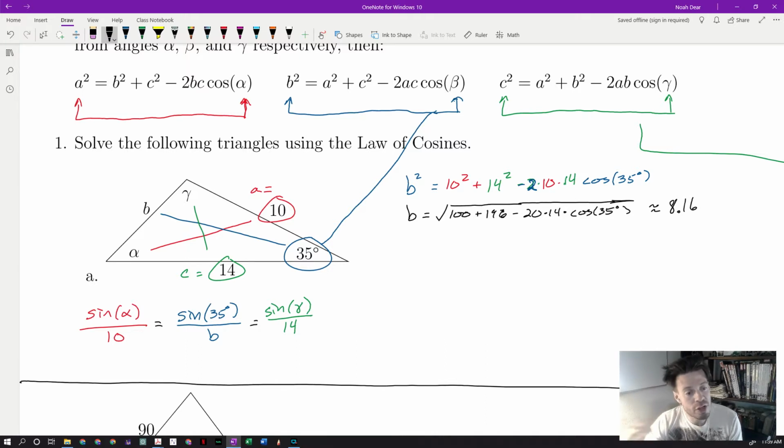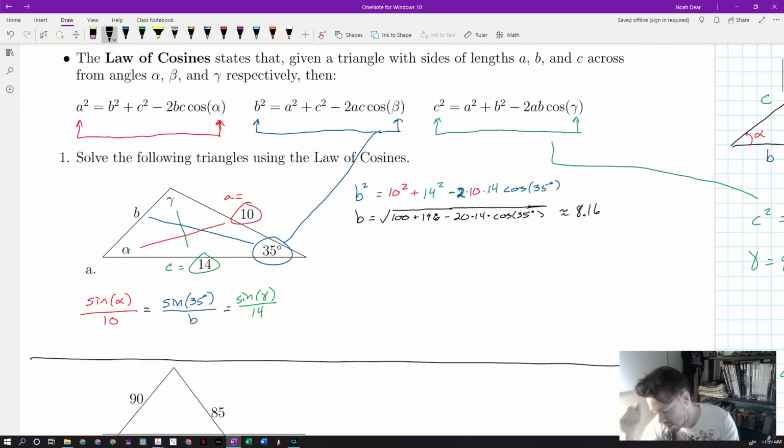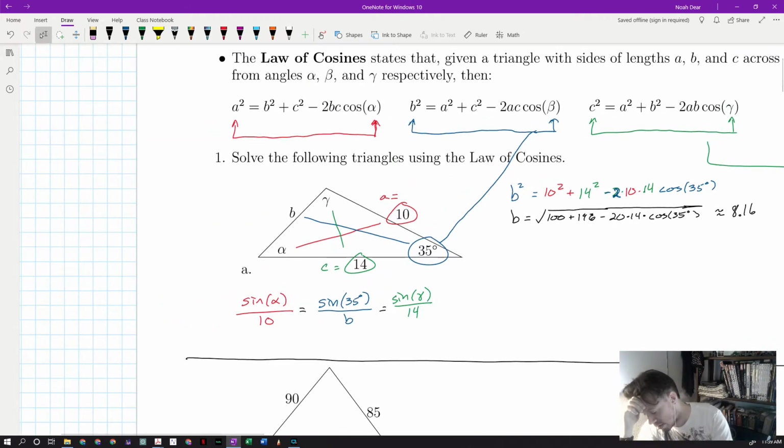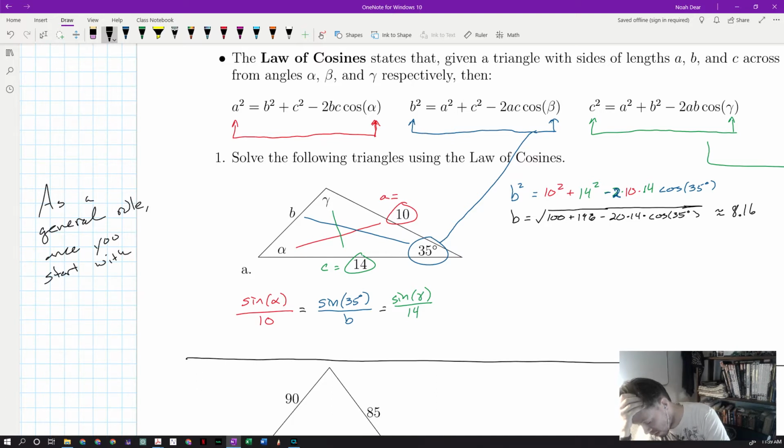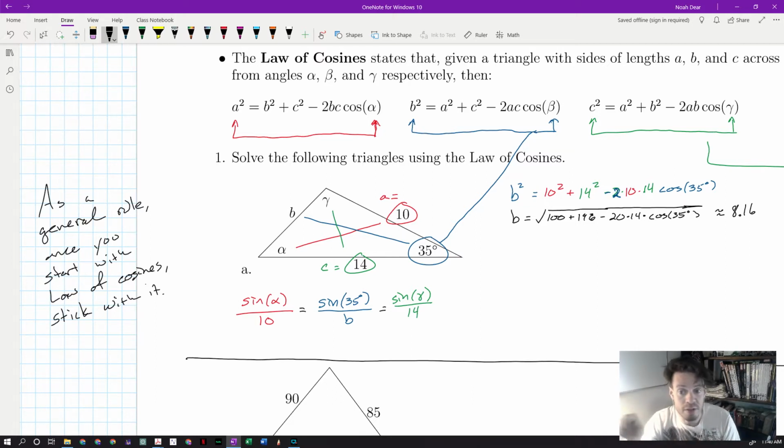Okay, from here, we could jump over to law of sines, but as a general rule, once you start with law of cosines, stick with it. This will just make the computations easier, generally speaking. If you start with law of sines, similarly, stick with law of sines through the problem.